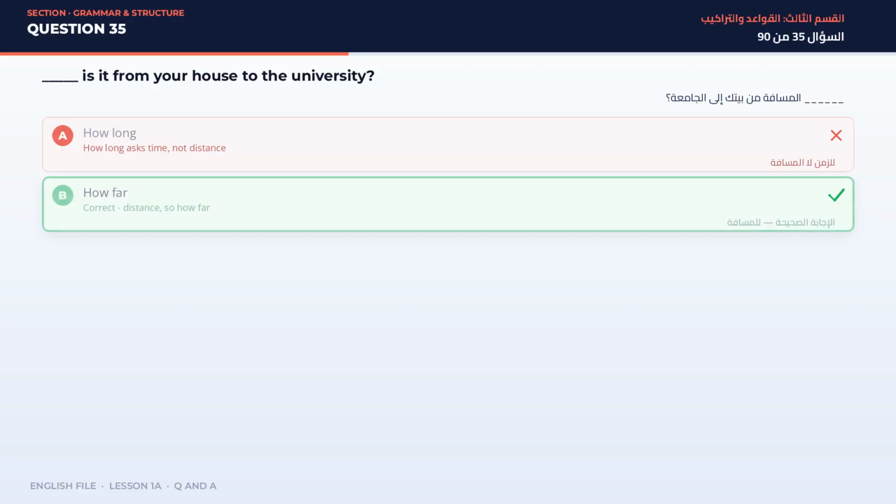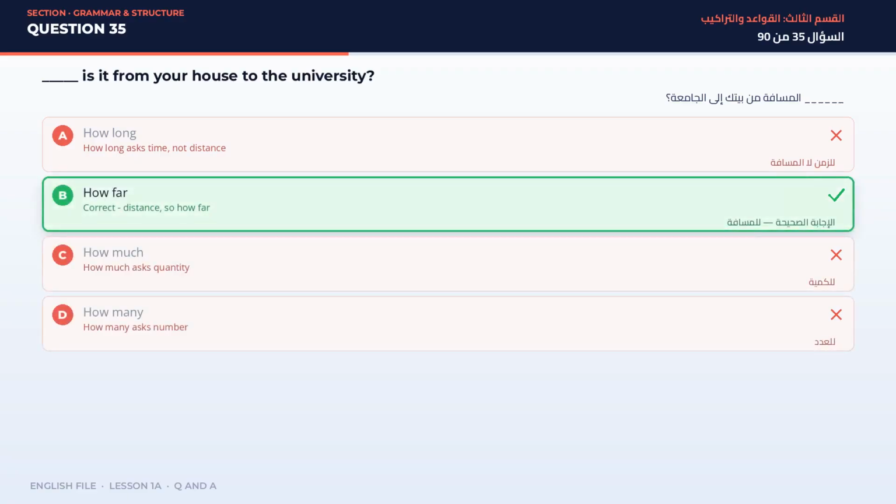The answer is B. How far? Distance, so how far? Not A. How long asks time. C. How much asks quantity. D. How many asks number.